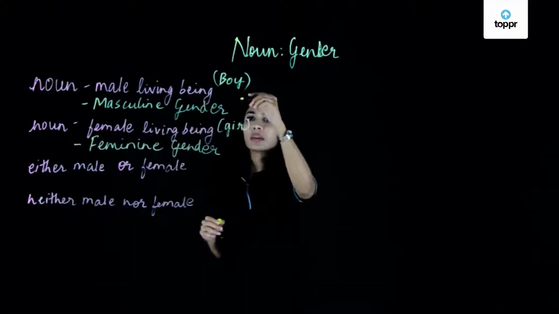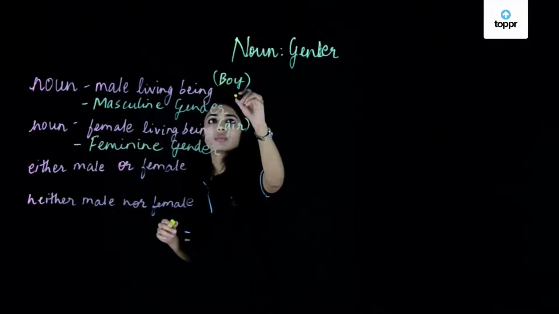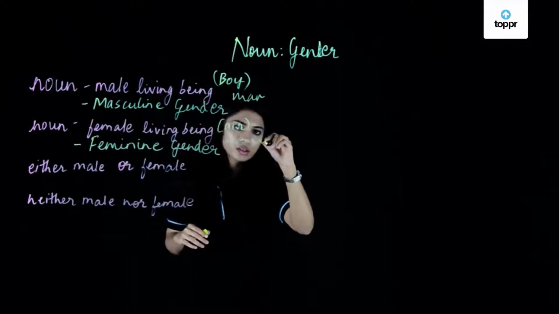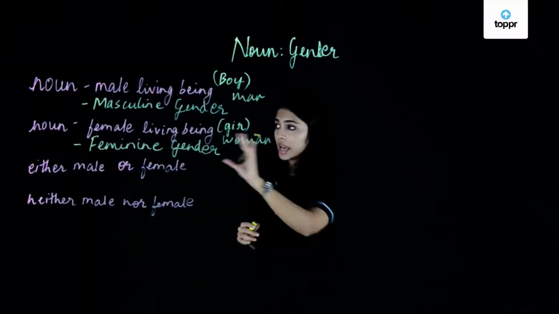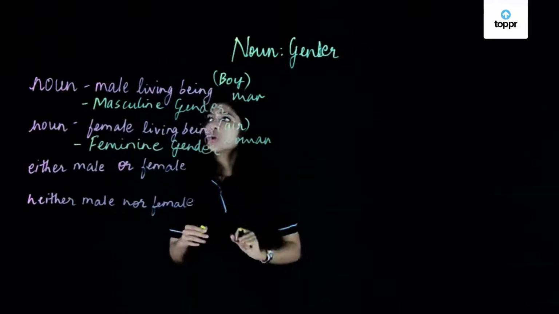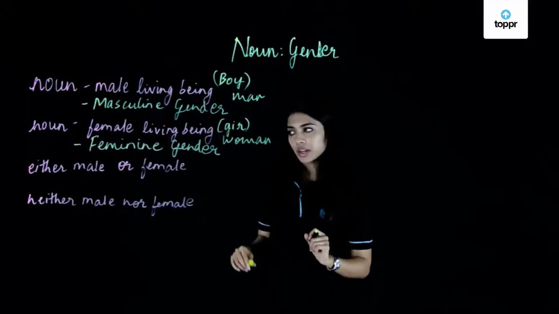Okay, so this can be boy, girl, woman, man. So we would have man here, woman here. So this is a noun denoting a female living being. Hence, it's in the feminine gender. And we have man here, which denotes a male living being, and therefore it's in the masculine gender.